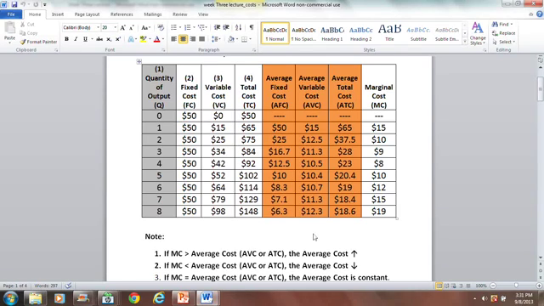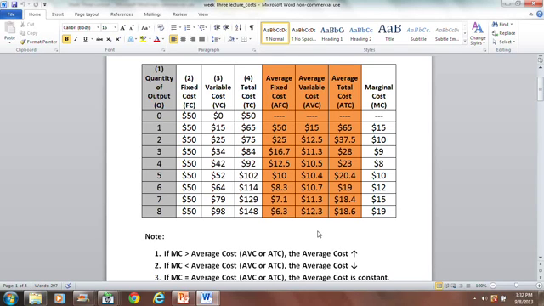the fractional value of average fixed cost gets smaller. The average variable cost column, those numbers are calculated by taking the variable cost and dividing it by the output. So to get that first entry for average variable cost of $15, I take the variable cost of 15 and divide it by 1. To get the second entry of 12.5, I take the variable cost of $25 and divide it by 2. So average variable cost is simply variable cost divided by quantity.